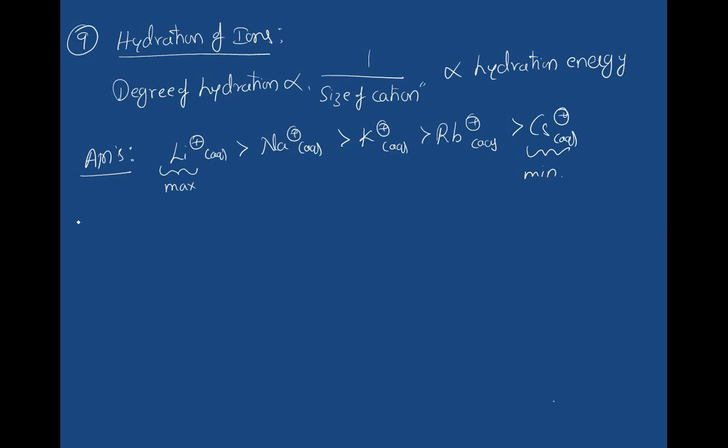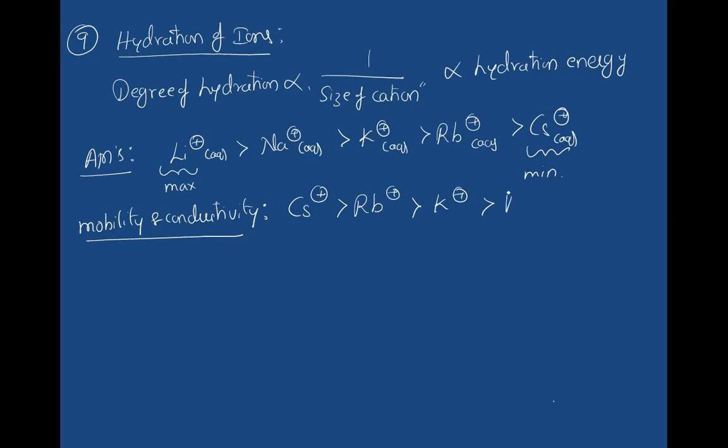Based on this, we can explain the mobility and conductivity of an electrolytic solution when these ions are present. That is cesium, rubidium, potassium, sodium, and lithium. The reason is lithium possesses maximum degree of hydration, therefore less mobility and conductivity. Cesium possesses less degree of hydration, therefore maximum mobility and conductivity.